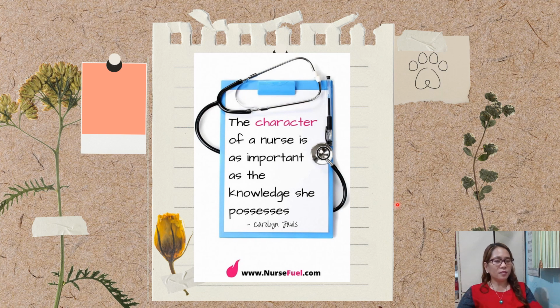Let me end this first presentation by reading the quote by Caroline: the character of a nurse is as important as the knowledge that she possesses.